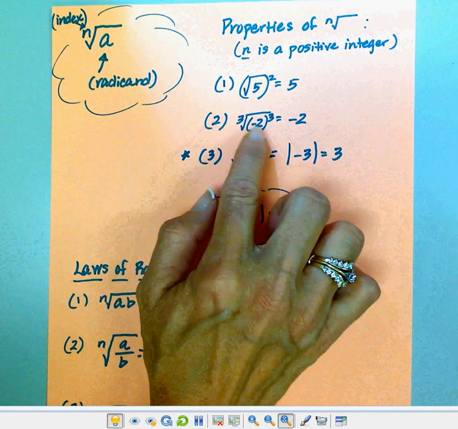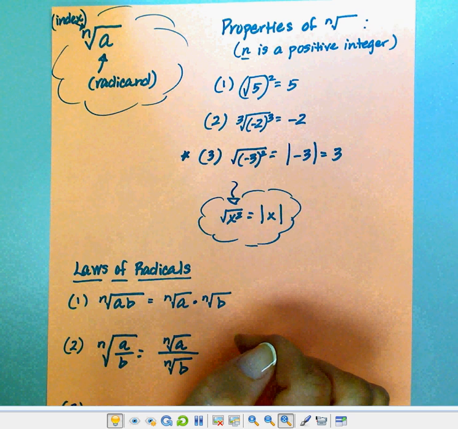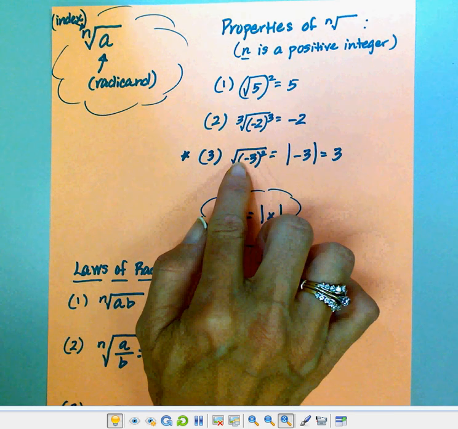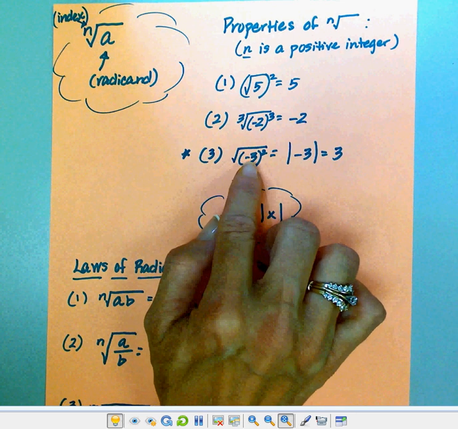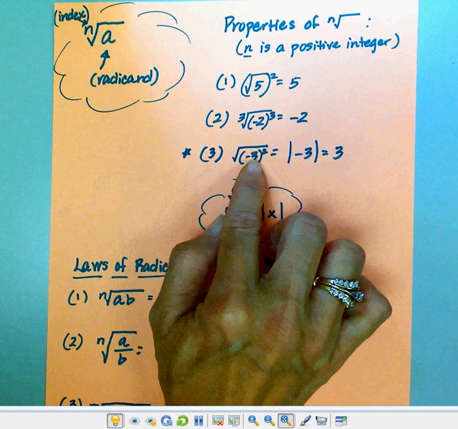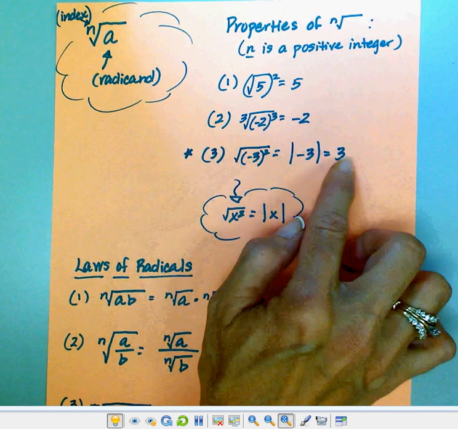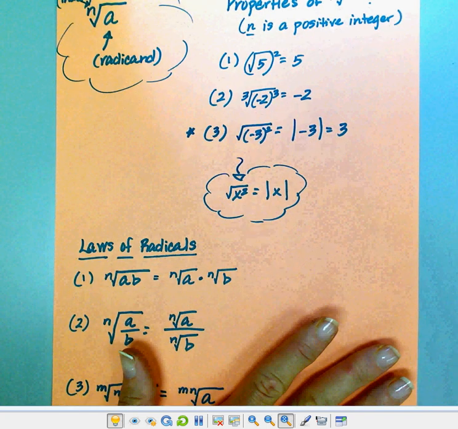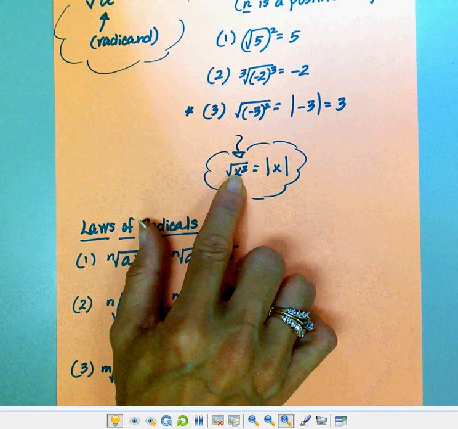Again, the cube root of anything cubed is equal to itself. You do have to be careful with negatives underneath the square root. So the square root of a negative 3 squared is not equal to itself, because negative 3 squared is in fact 9, and the square root of 9 is equal to 3. So be careful with that.